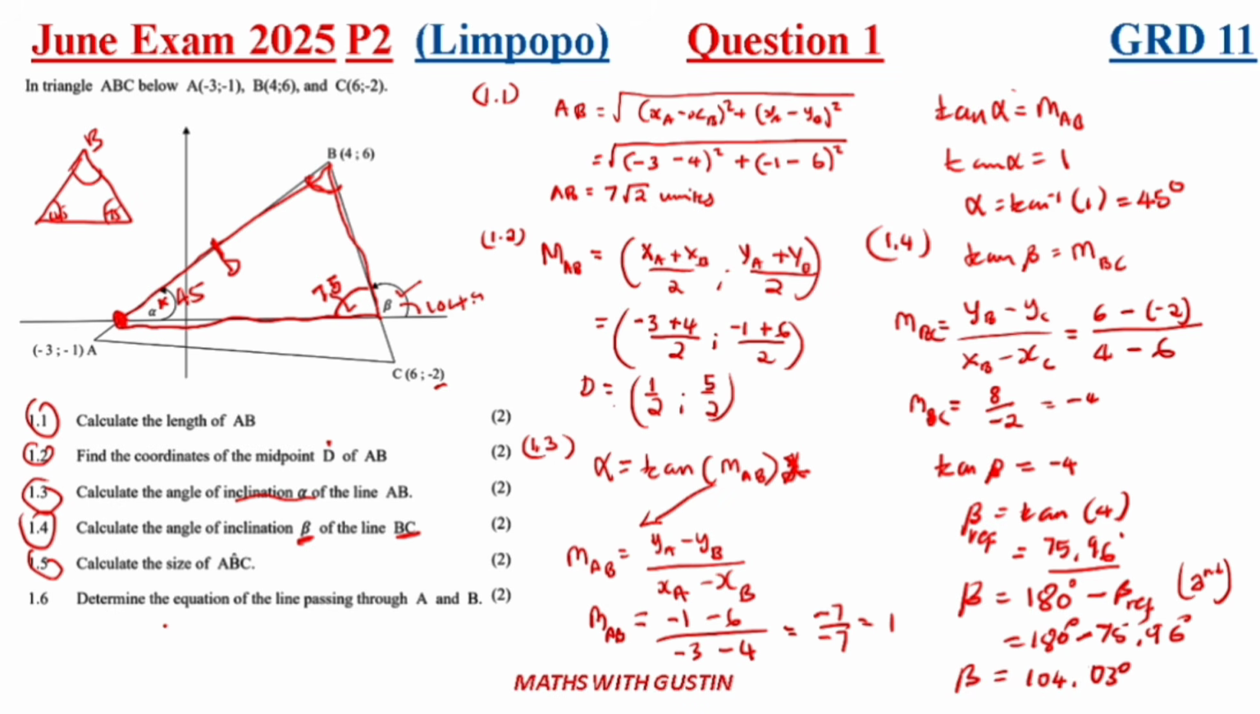So now we can simply go ahead and find this one here. We can just say angle B is equal to the sum of angles in a triangle minus alpha, then minus that 75 here, which was initially the reference angle of beta. So I can just put it like this here. There are many ways to do this one, guys. Please let me know.